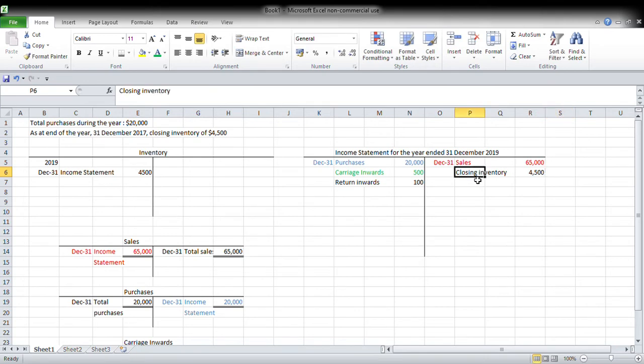Okay, and I will put this as a different color so you can see that this is one set of double entry. Or maybe I'll just highlight this as yellow, then it's easy for you to see. Okay, so that's another set of double entry. So with this, I can already balance my income statement account.